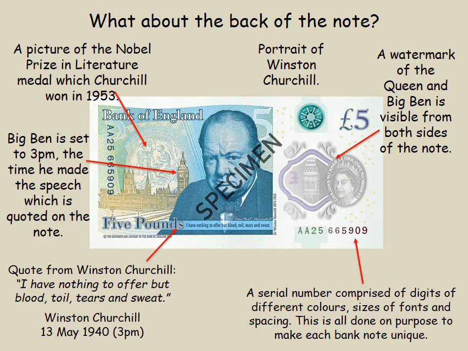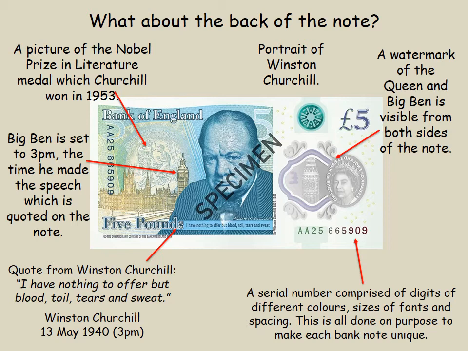What about the back of the note? You'll see there is a portrait of Winston Churchill. And Winston Churchill was the Prime Minister during the Second World War. A picture of the Nobel Prize in Literature medal, which Churchill won in 1953, is also featured. Big Ben is set to 3 p.m., which is the time he made the speech, which is quoted on the note, where he said, "I have nothing to offer but blood, toil, tears, and sweat."